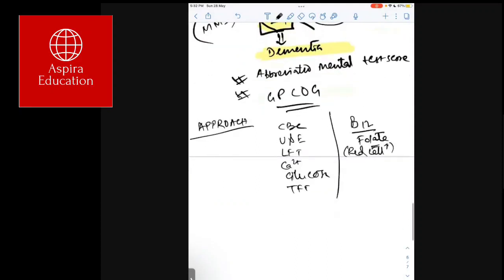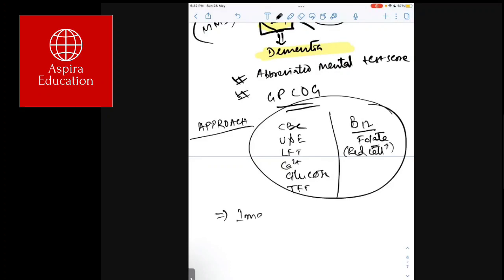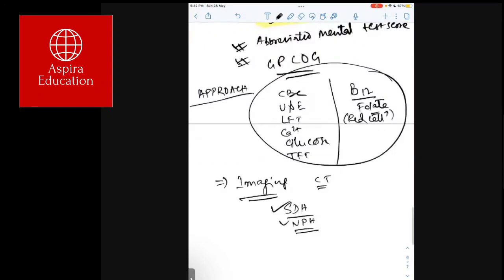So these are certain things. Second, once these things are done, in the next level you have to do an imaging. Why we need to do the imaging and what type of imaging? Usually CT scan is okay, and by imaging we try to look out for subdural hematoma and normal pressure hydrocephalus. These are very important points, which point to the subdural hematoma, that is the lucid interval.